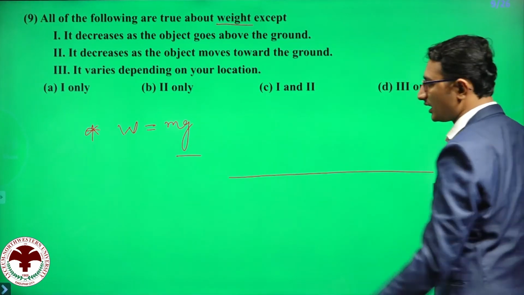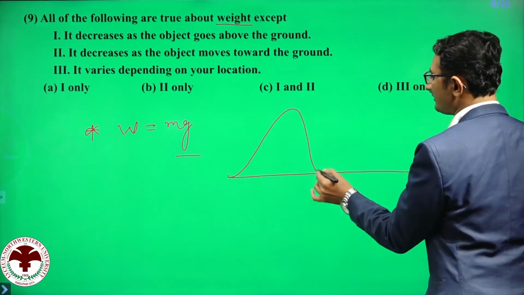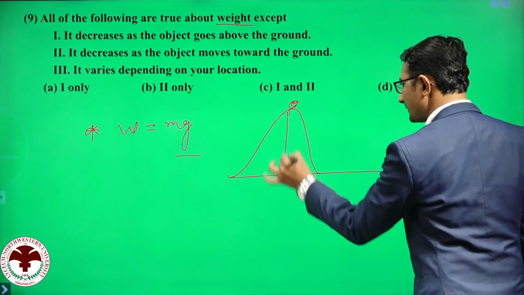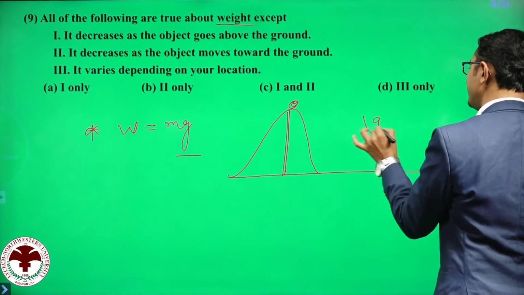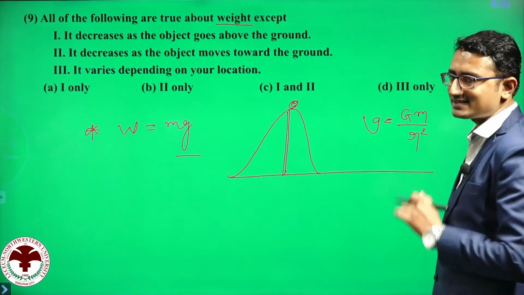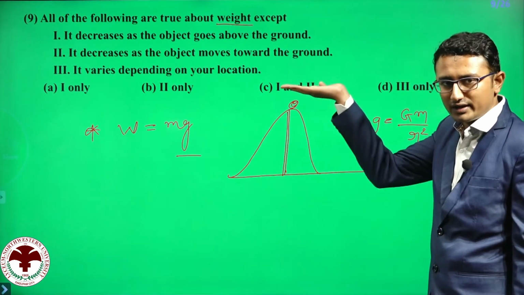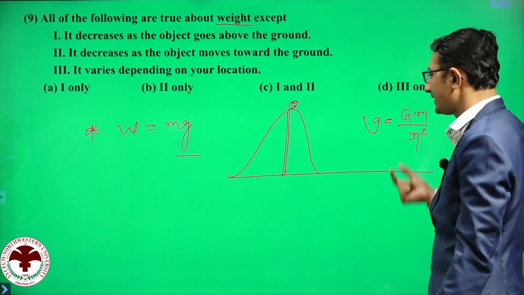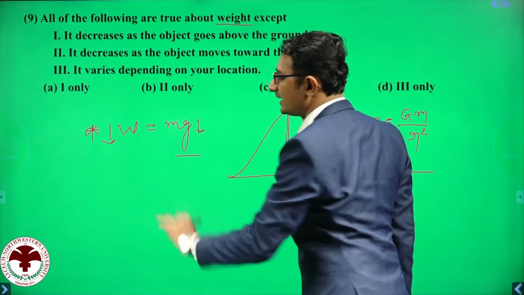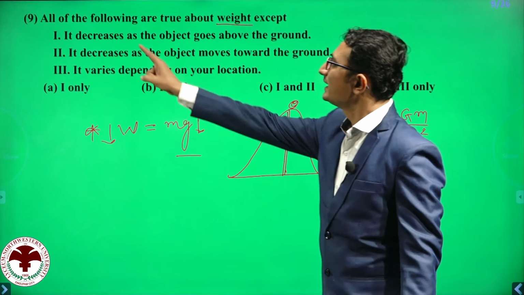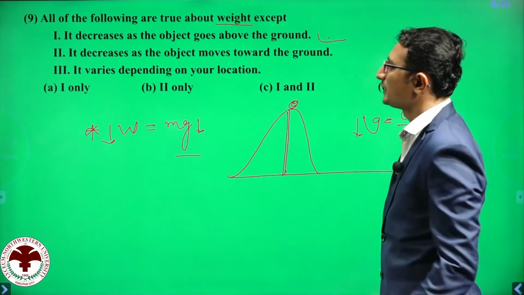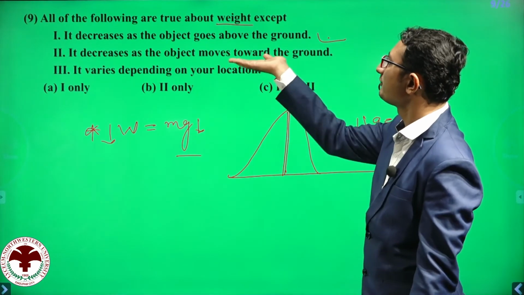Suppose this is the surface of the earth, and this is a mountain. When you are at the top of this mountain, you have some height, and you have to remember that the formula of gravitational acceleration is GM upon r square, where r is the distance. If you are going upward, your height will increase, and that is why the distance will increase and gravitational acceleration will decrease. If gravitational acceleration decreases, then weight will also decrease. You have to remember this one. So it decreases as the object goes above the ground, so this sentence is true. Why? Because weight will decrease when you go up above the ground.